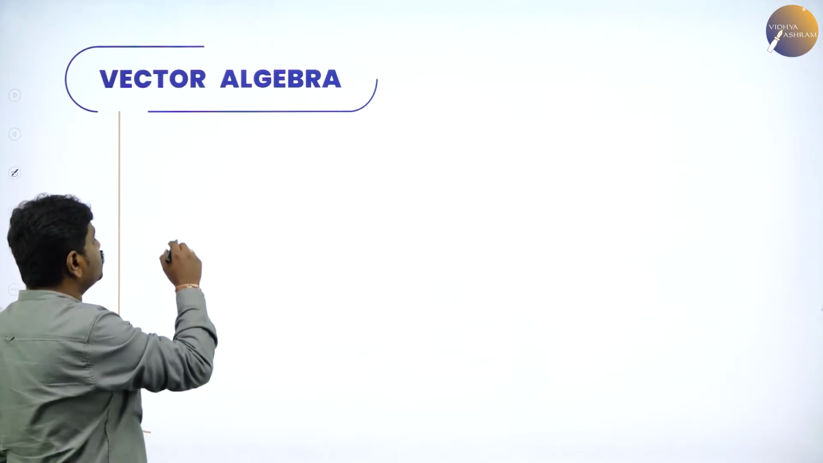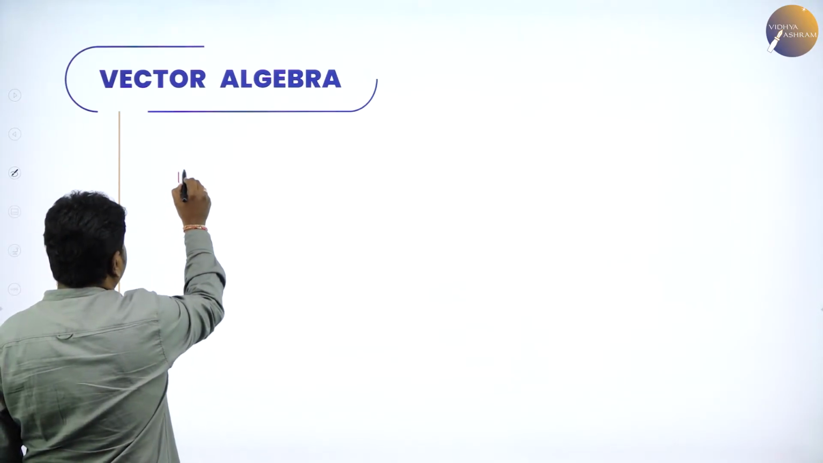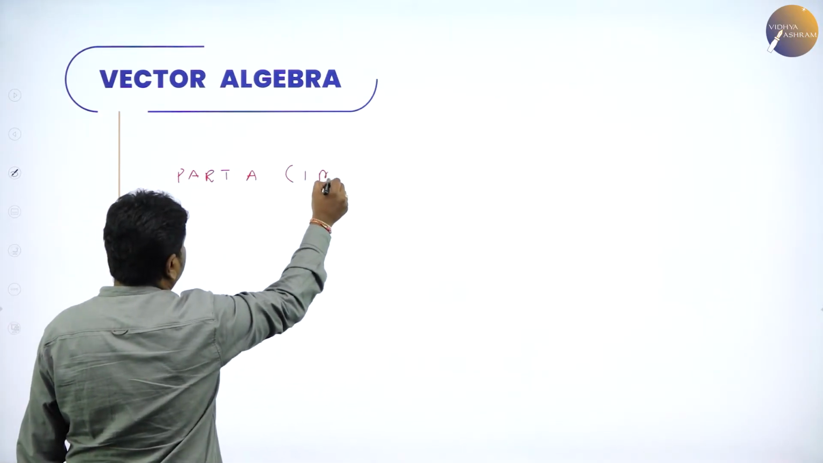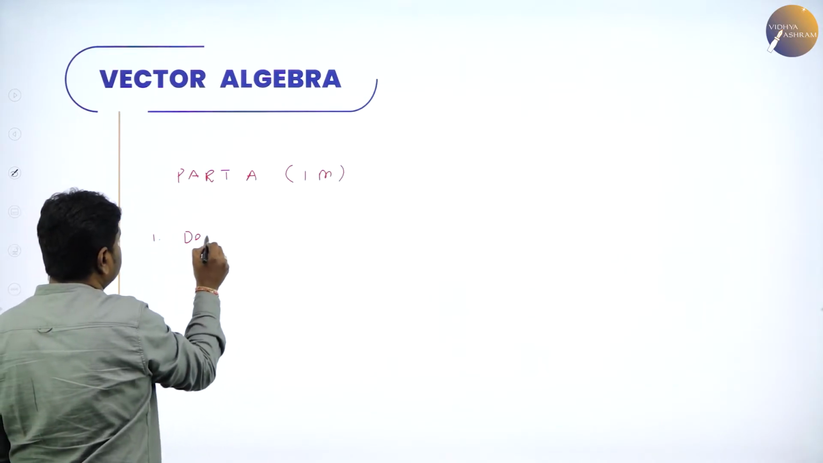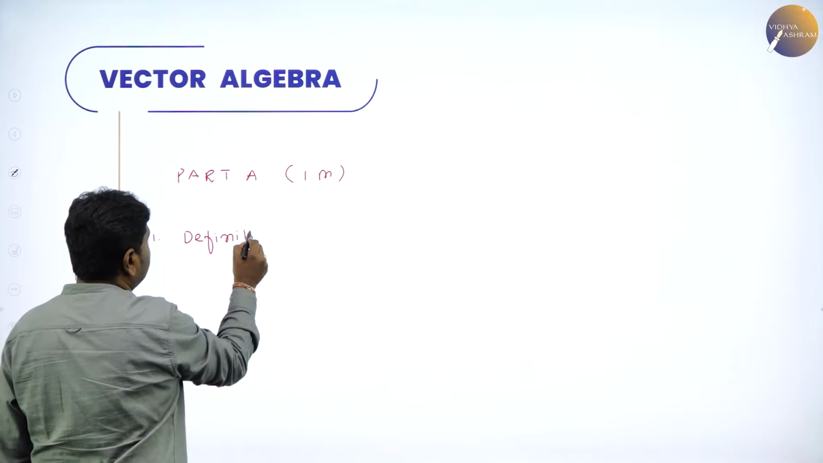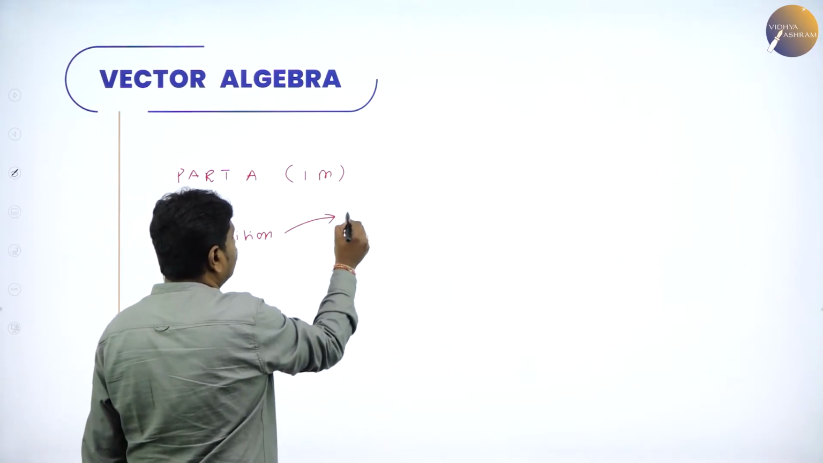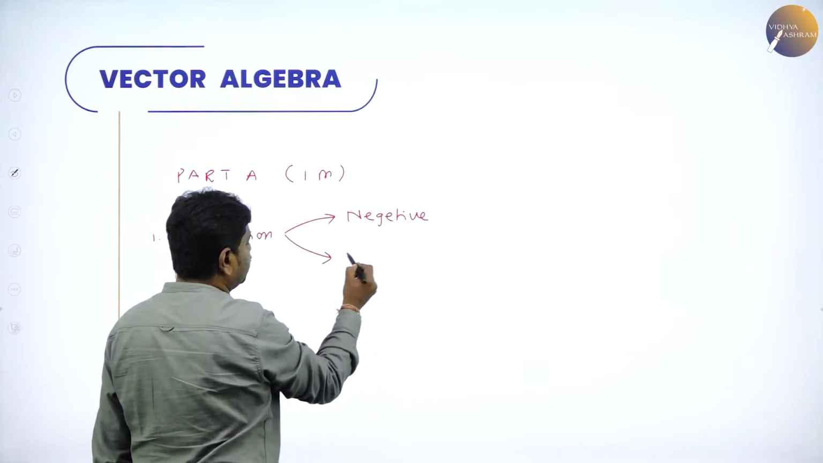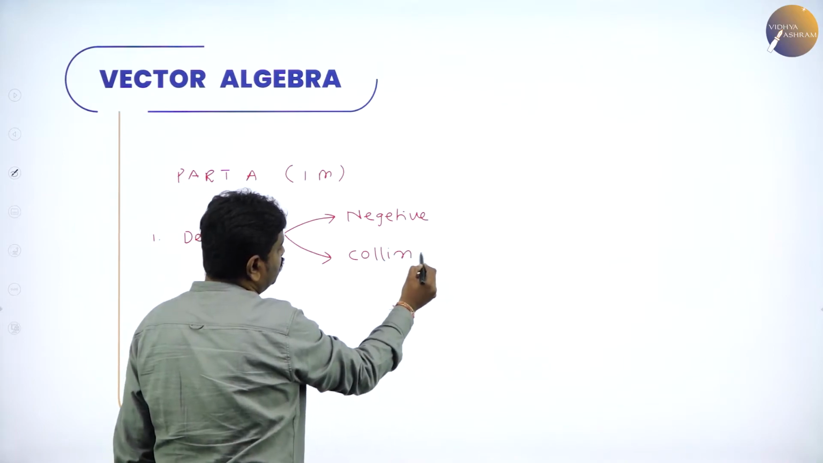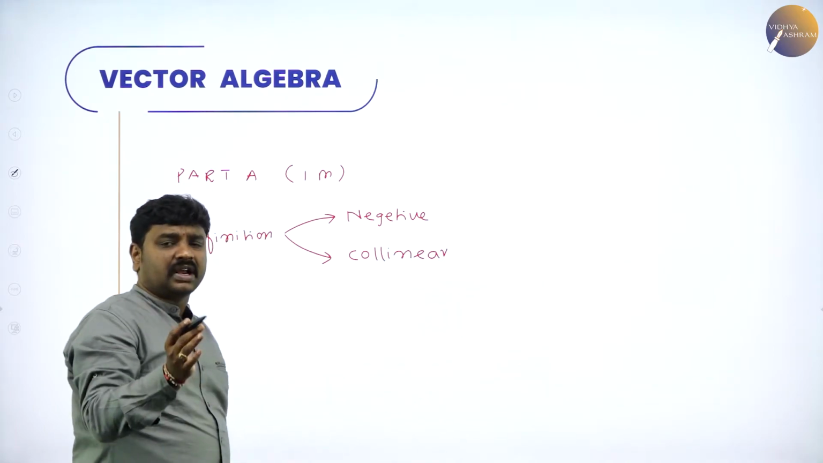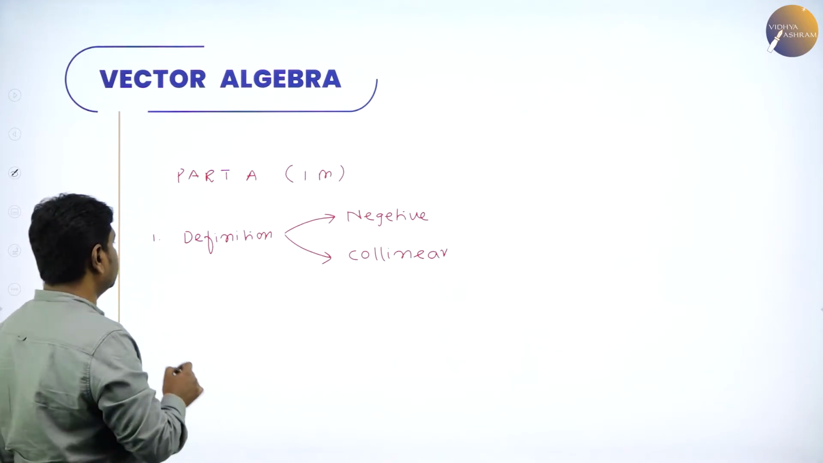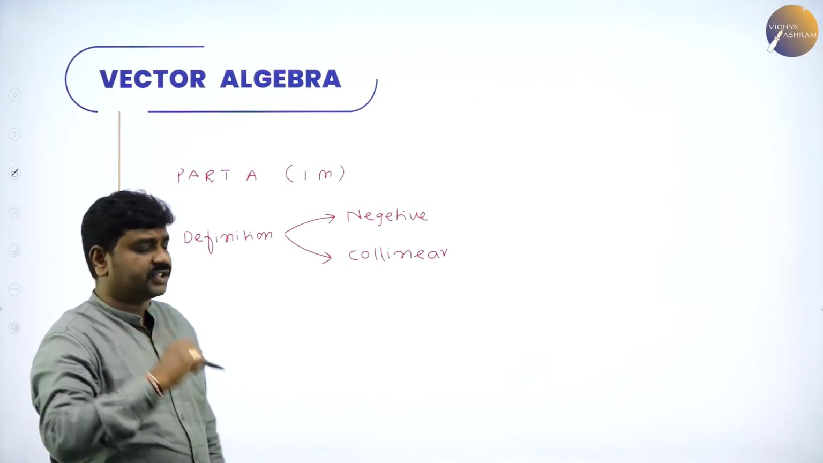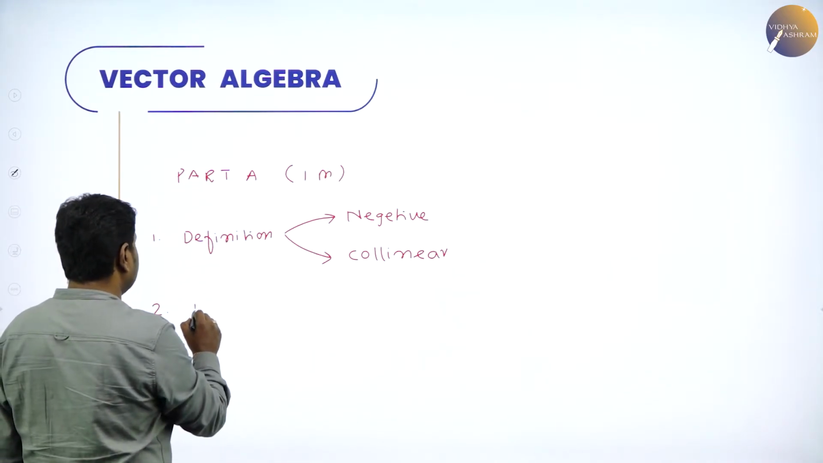In set A, you can also expect part A questions. In vector algebra, part A means 1 markers. What sort of questions? You can expect definitions. In definitions, the standard definitions that are repeated are: negative of a vector, and collinear vectors. Two or more vectors are said to be collinear if they are parallel to the same line irrespective of magnitude and direction. Negative of a vector is a vector whose magnitude is same as the given vector but opposite in direction.